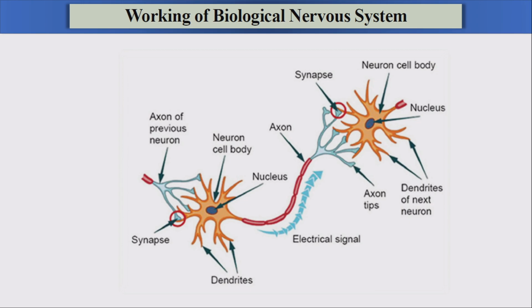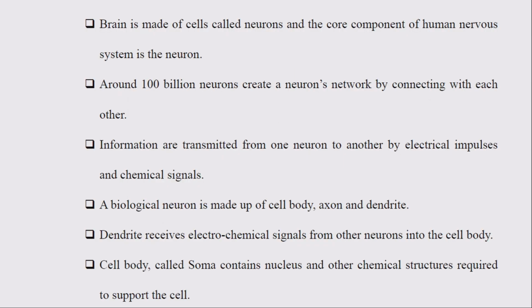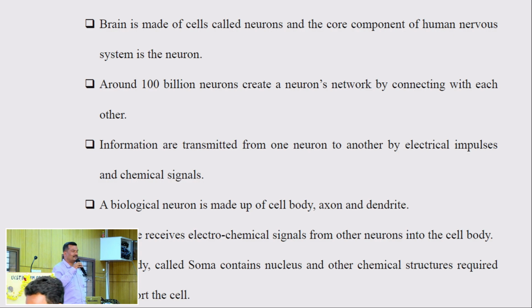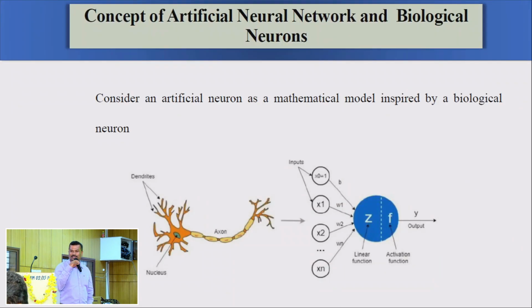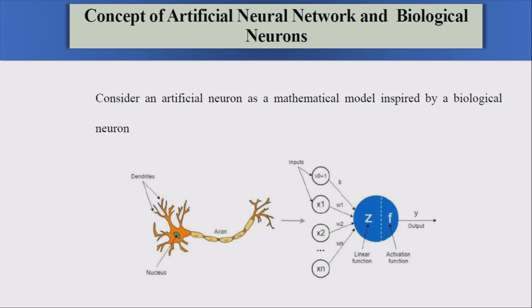So this is the thing. Around 100 billion neurons are there in our body, and with the help of neurons only we are communicating. Fine. So this is now what the mathematics is. Up to that, I have explained the biological things. Now I will come to the actual mathematics.